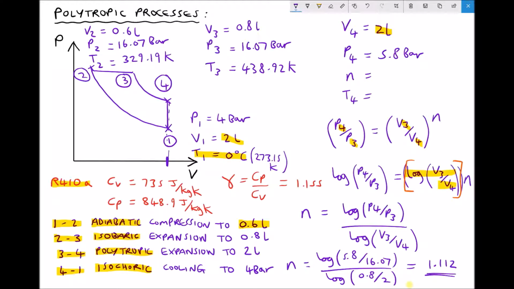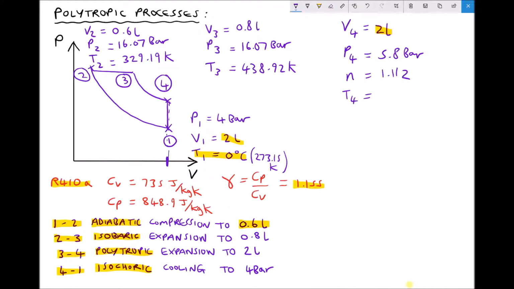So what you'll notice is that our polytropic index here, 1.112, is less than the adiabatic polytropic index of 1.155. What that tells us is that heat's either being lost or gained from the surroundings. So we don't have the ideal reversible process, we actually have a polytropic process where energy is being lost or gained as heat. So I'm going to transfer that value of N, and then we're going to calculate the final temperature, T4.